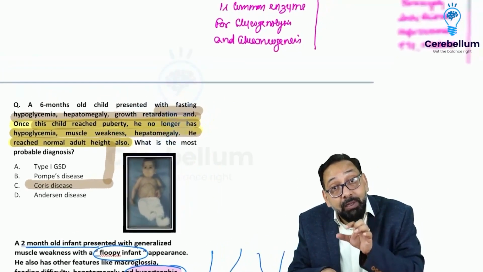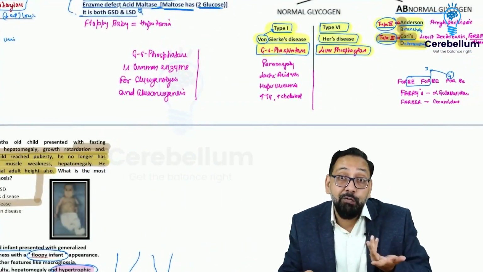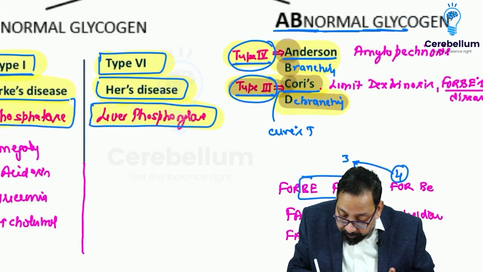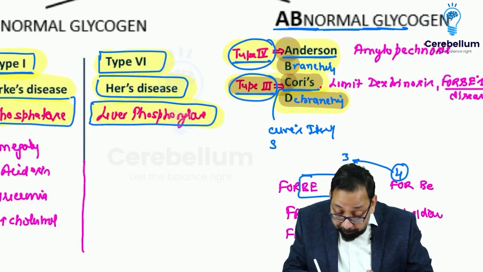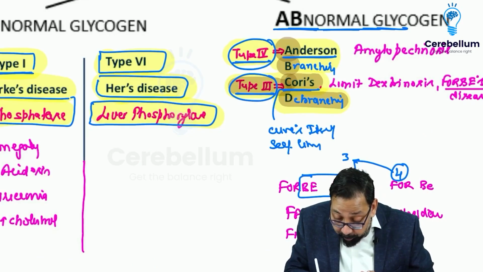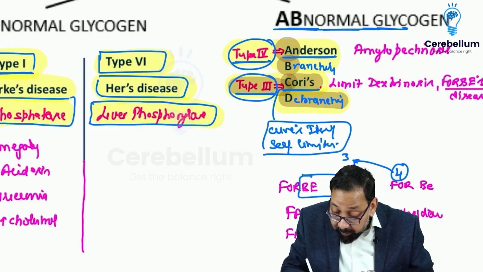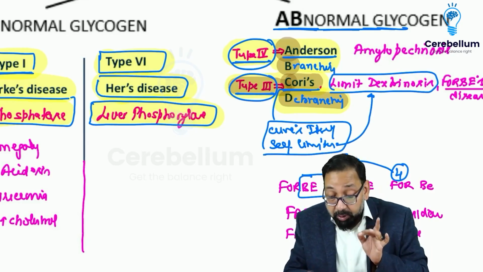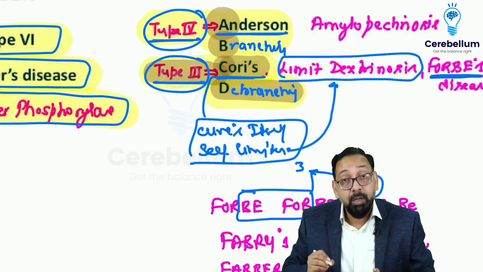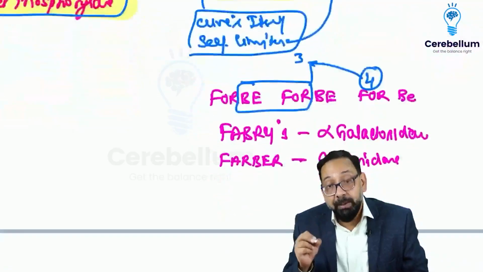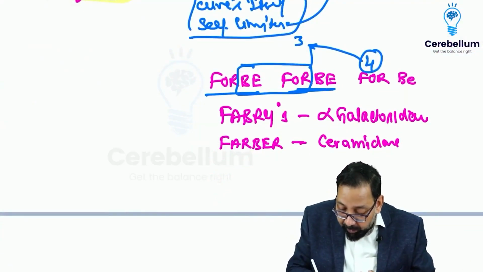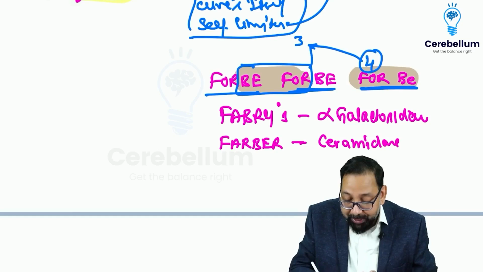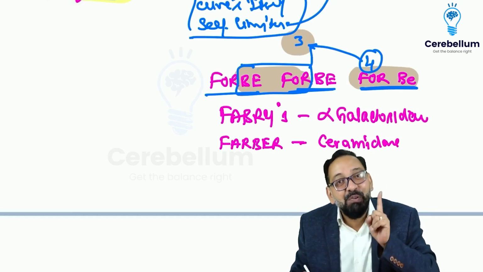Cures itself, you can use another word: it is self-limiting. These are mnemonics. So Cori's disease cures itself and it is self-limiting. We can write like this, self-limiting. So self-limiting means another name is limit dextrinosis. Cori's limit dextrinosis, another name is 4B's disease. I will write 4B's disease 3 times. 4B means before 4. What is before 4? 3. So type 3 is 4B's disease.